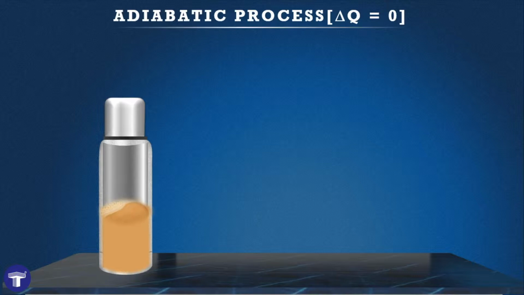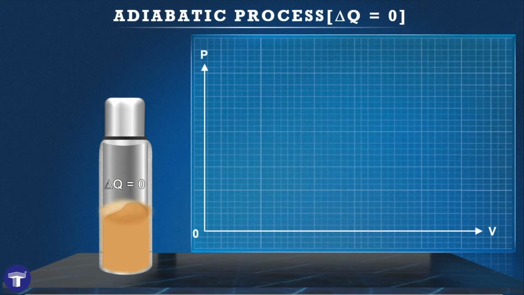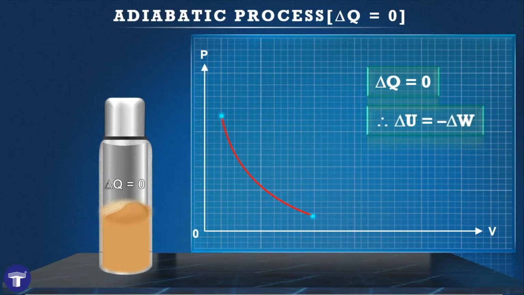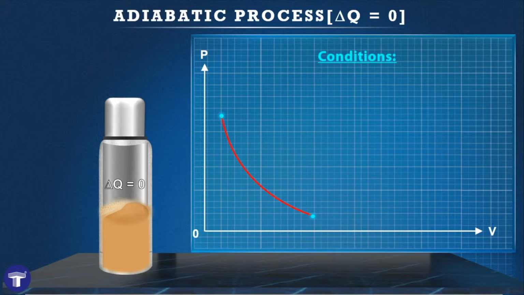Now, because delta Q is equal to 0 in an adiabatic process, we can draw a PV diagram for the adiabatic process, and it looks something like this. Now, we know that delta Q for an adiabatic process is 0. Because of this, from the first law of thermodynamics, we can say that delta U will come out to be minus delta W, which means that if the work done is positive, then the change in internal energy will be negative, and vice versa. Two main conditions are required for setting up adiabatic processes.